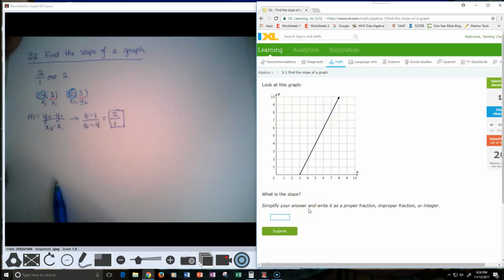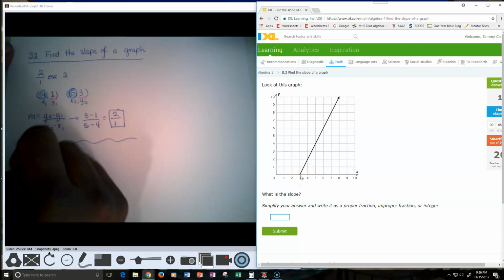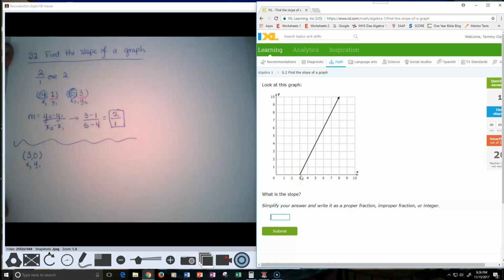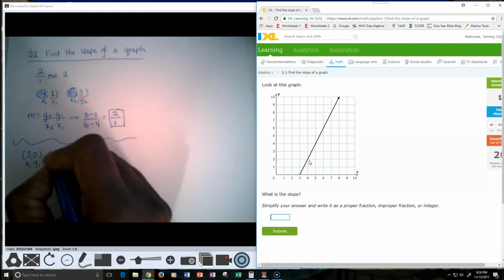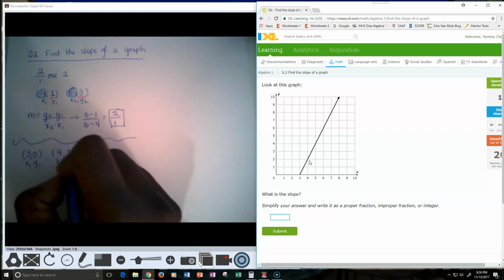Let's go ahead and take a look at just one more. We have our line here. If we use the graph, we can start here at, looks like 3, 0 as X1, Y1. And let's find another ordered pair. Well, if I go up 2 and over 1 to the right, that ordered pair would be 4, 2. And that would be X2, Y2.